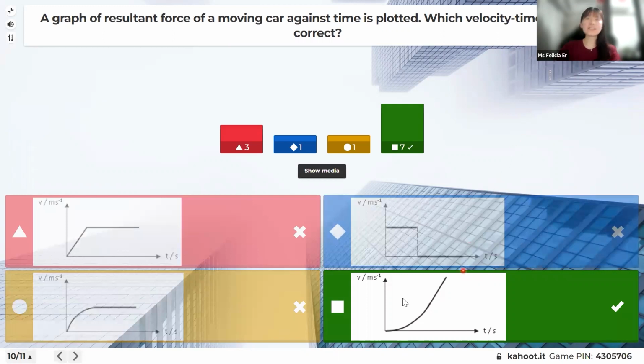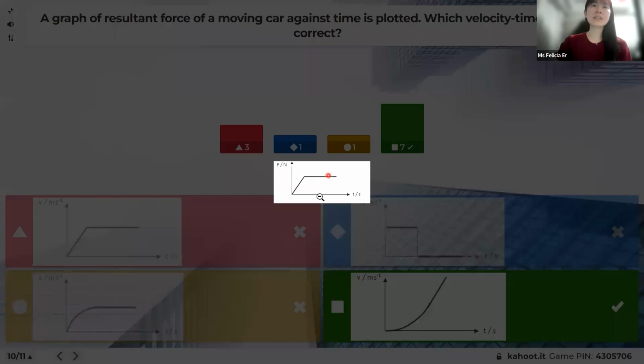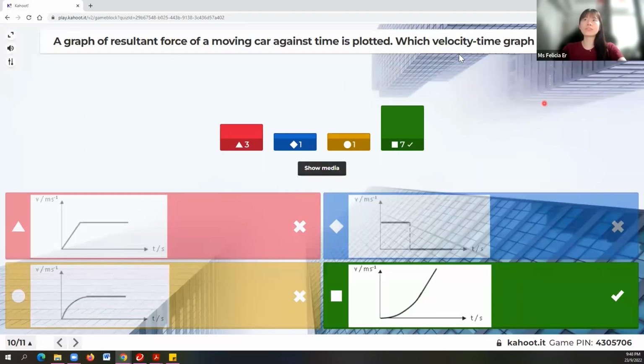Yep, so in this case, it will be this line over here, because when you have increasing force, it means increasing acceleration, right? So for a velocity-time graph, the gradient tells you the acceleration. So the gradient should be increasing. Then over here, if the force is constant, it means the acceleration is constant. So the gradient, which is the acceleration, should be constant. So this kind of graph can come out also, not always the norm kind.